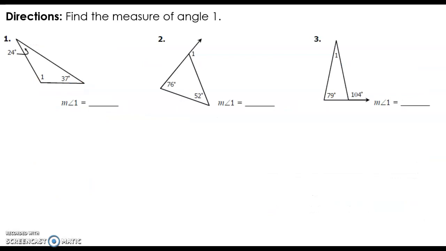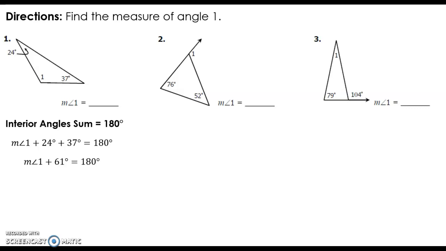Okay, so let's use that information to find the measure of angle 1. If we're looking at number 1, we have all interior angles here. Now, back to the previous page, we know that every triangle has an interior angle sum of 180 degrees. So we can set up our formula to be measure of angle 1 plus 24 degrees plus 37 degrees equals 180 degrees. That simplifies to measure of angle 1 plus 61 degrees equals 180 degrees. Then to solve for measure of angle 1, I would subtract 61 degrees from both sides, giving me measure of angle 1 equals 119 degrees.